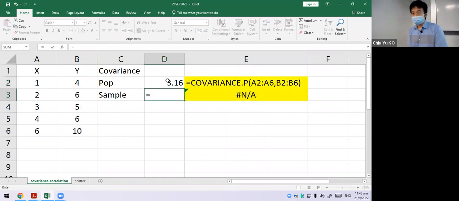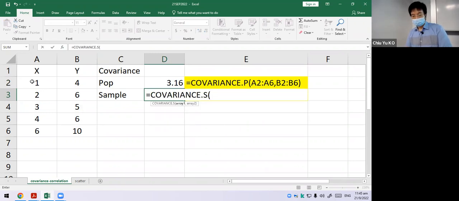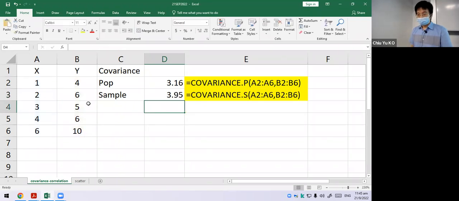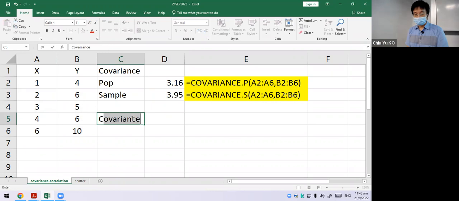So let me do it again for the sample. Covariance.S. And instead of typing, we can just highlight the first column and the second column. Okay, that is how you can input. Okay, is there any question for the covariance? I hope it should be more or less clear. I upload this same as previous class, I upload this on the Blackboard. Okay, probably I'll upload this during the break.